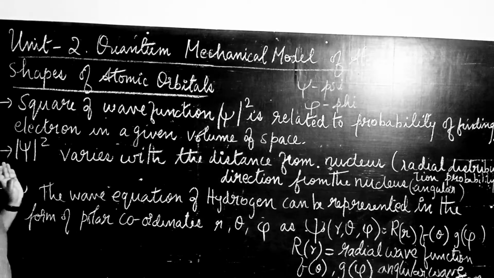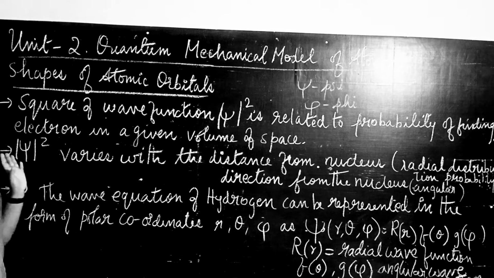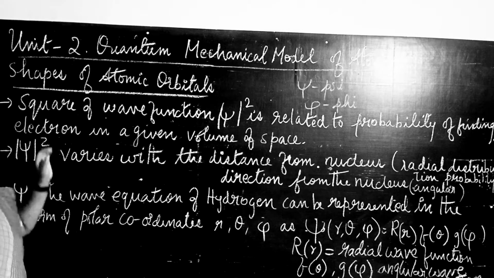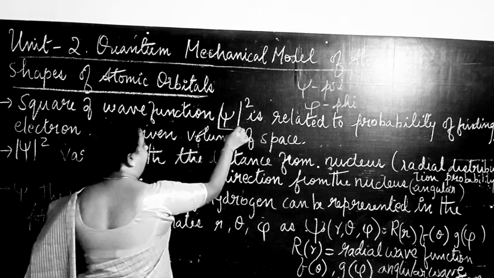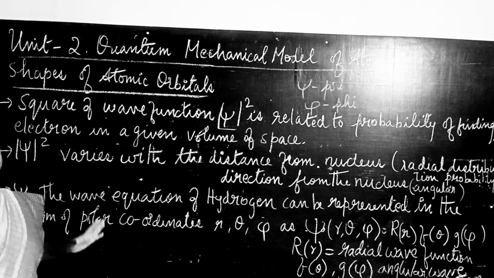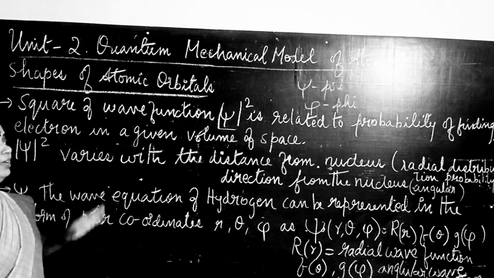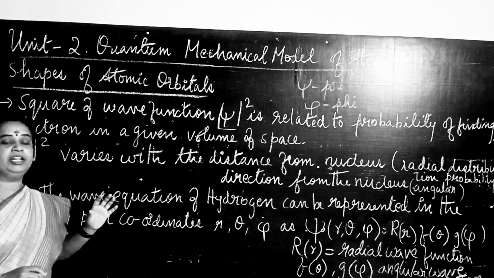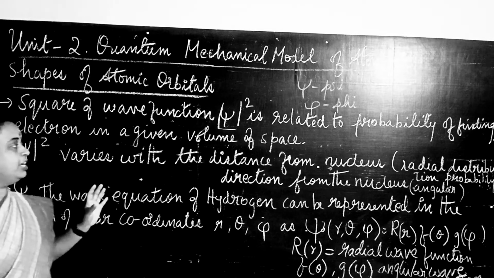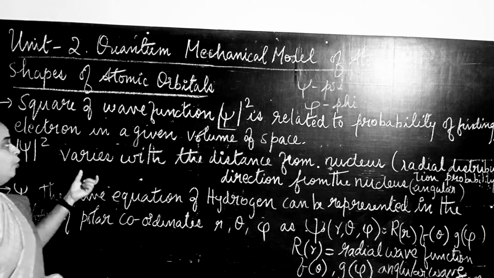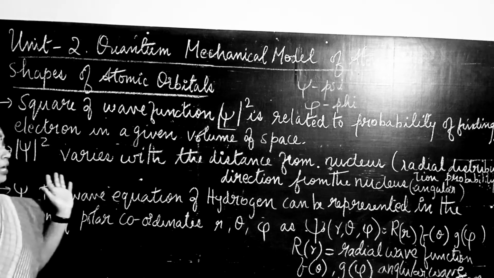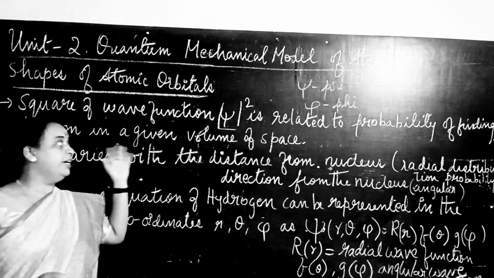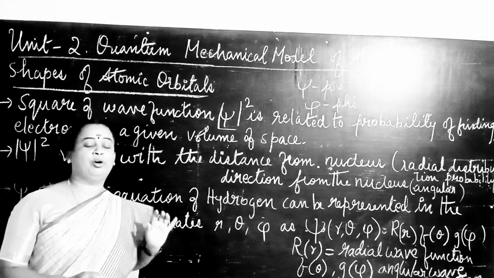Okay, so we know the wave function is represented as psi. This psi does not have any physical meaning. The square of psi is always related to the probability of finding the electron in a given three-dimensional space, a given volume of three-dimensional space. So psi square doesn't have any particular meaning by itself. It is just related to the probability of finding the electron.